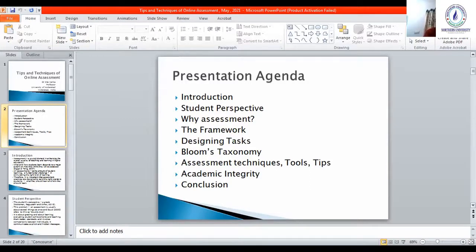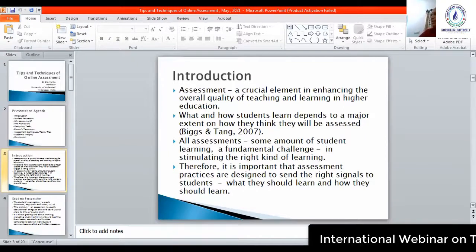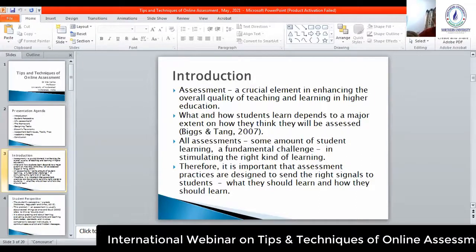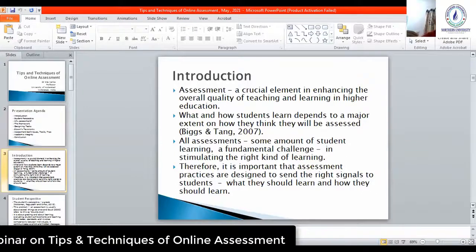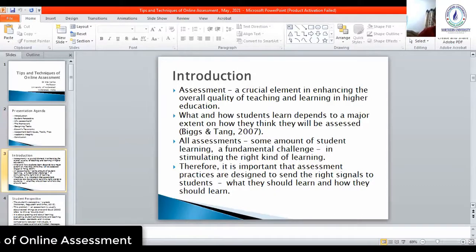We will see how we can safeguard and secure academic integrity, and then conclude. By way of introduction, assessment is a very crucial element in enhancing the overall quality of teaching. This is extremely important in the teaching-learning process as far as higher education is concerned. This is what stares at us and talks about us as teachers, good or bad. And this is where I think the significance lies.